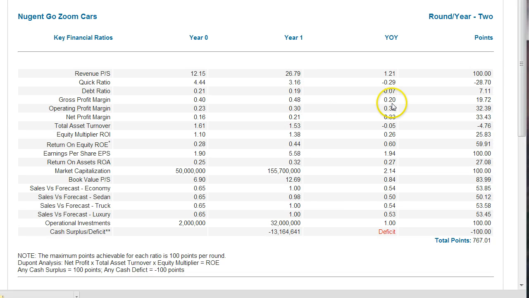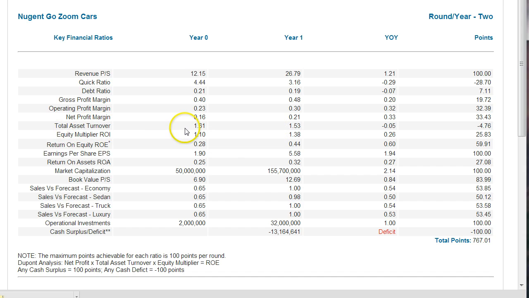So here, I had a 20% improvement on my gross. I earned 20 points. A 32% on my operational. I earned 32 points there. And I improved 33% on my net. So now, if I'm improving my profit margins, that's going to help to improve other areas as well.